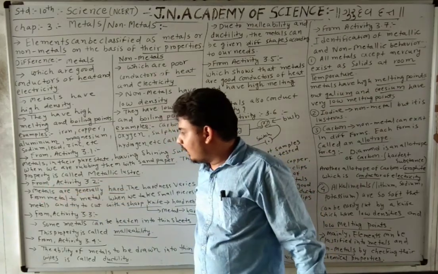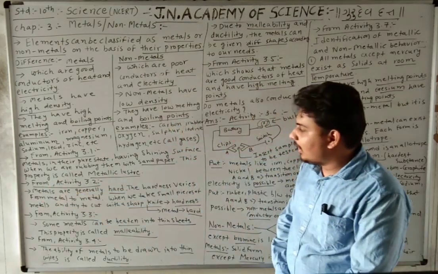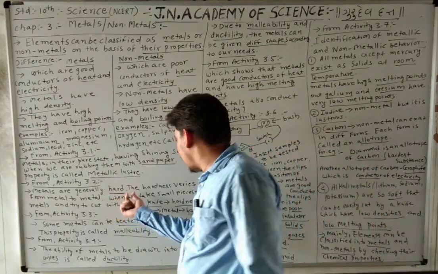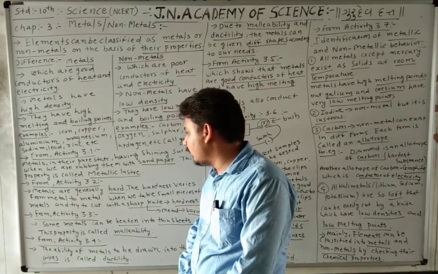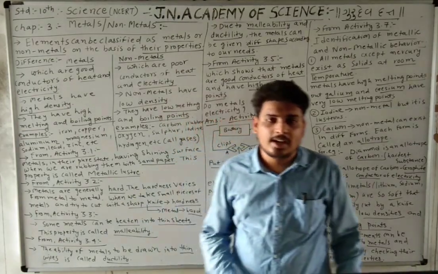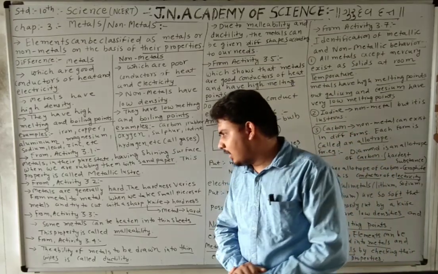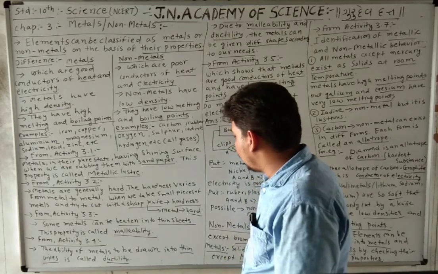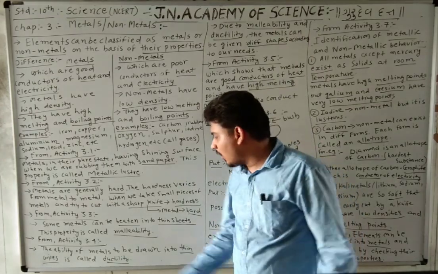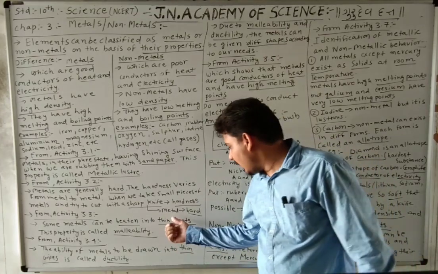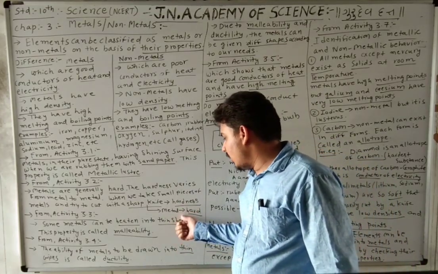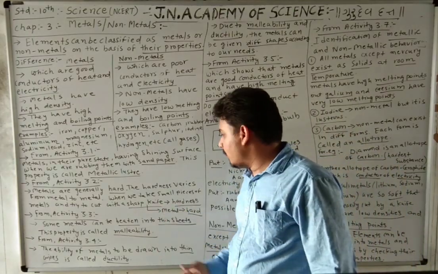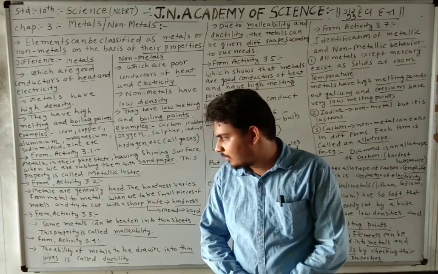Then the second activity, 3.2: metals are generally hard. We experience it also, and the hardness varies from metal to metal. The strength is different for different metals. When we take small pieces of metal and try to cut them with a sharp knife, then we realize the hardness of metal, how strong it is.